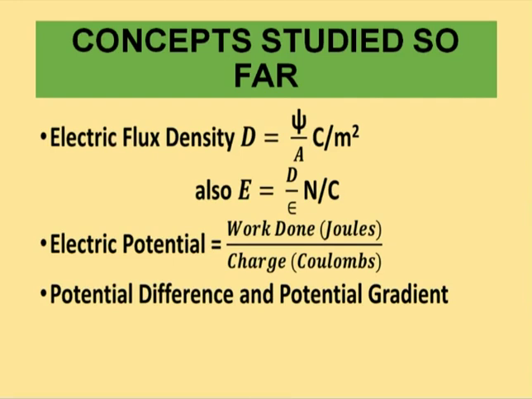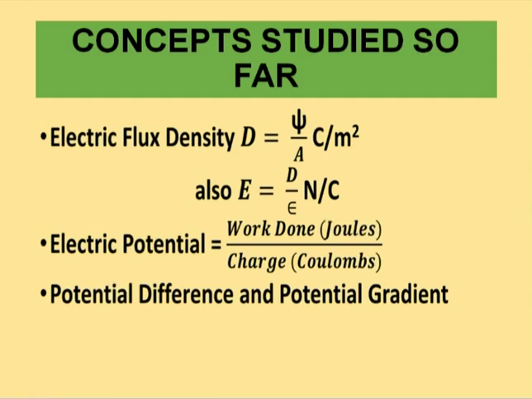The next definition is the electric potential. Electric potential is defined as the work done in moving a unit positive charge from infinity to some point in the electric field. Hence, in the formula, the electric potential is defined as work done expressed in joules divided by the charge expressed in coulombs. So, the unit of electric potential may also be expressed in terms of joules per coulomb.